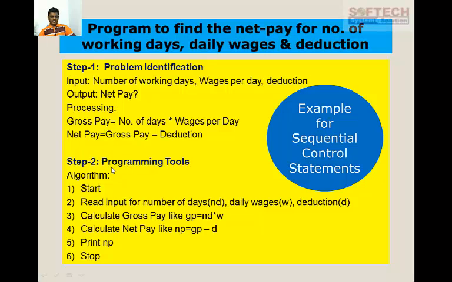Now we design. In step 2, by applying programming tools, we develop the algorithm and flowchart. The algorithm: first is start. The second is we read input for number of days, shortly ND, daily wages, shortly W, and deduction, shortly D. So totally we get input for three values: ND, W, D. After that we calculate the gross pay, GP equal to ND star W. Calculate net pay, NP equal to GP minus D. Then we get the output: print NP. Then the algorithm stops. So this is the algorithm for the above problem. It is a step-by-step procedure. First we read the input, then we calculate the gross pay, then the net pay, and we get the output.